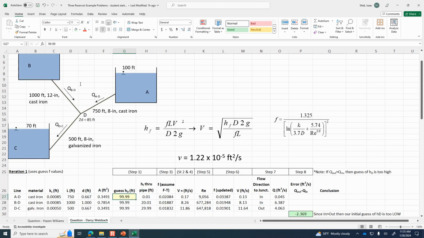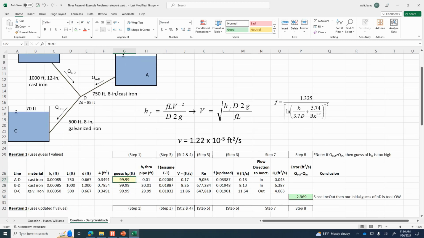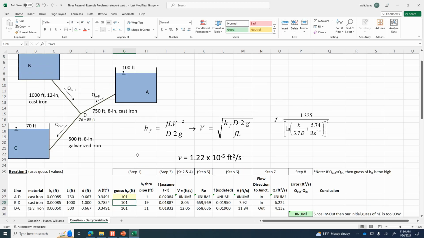Now, why am I being delicate here around 100? Well, remember that this elevation is 100. So if I said, what if it's 101? All of a sudden I've got an error. Does anybody know why I've got an error when I switch to 101 feet?